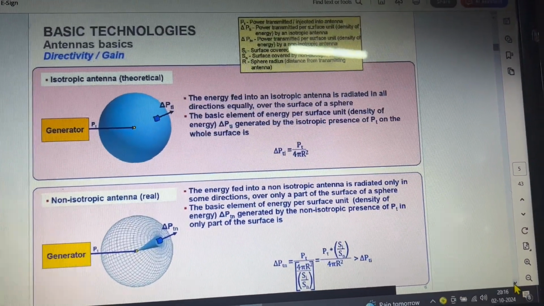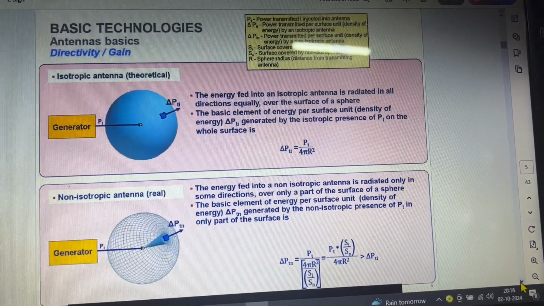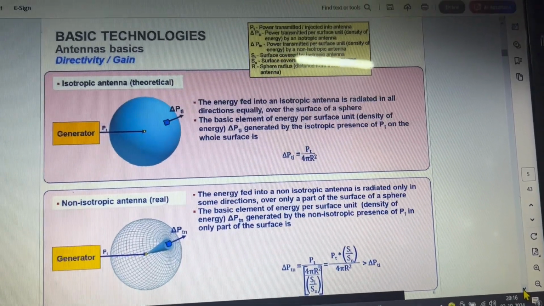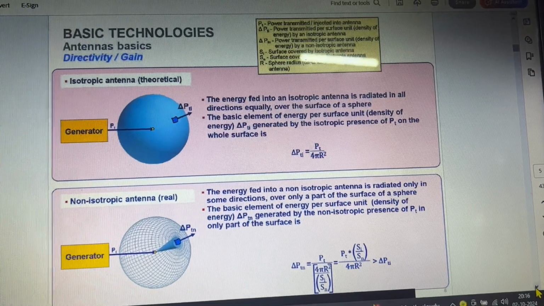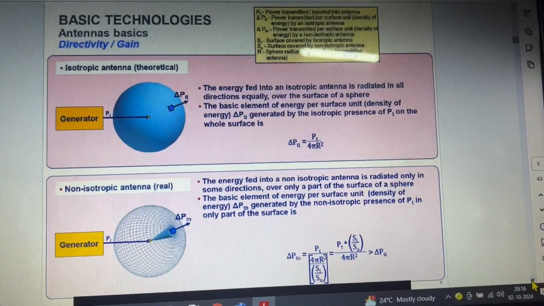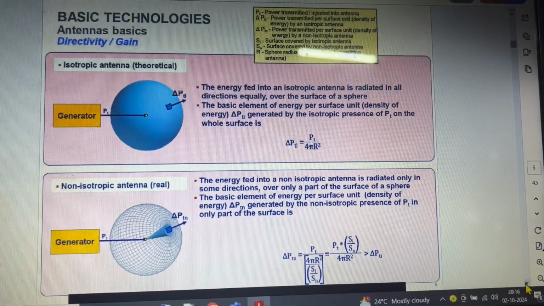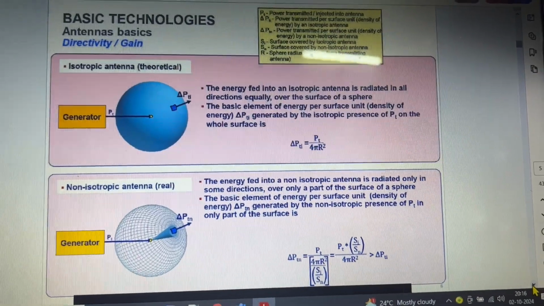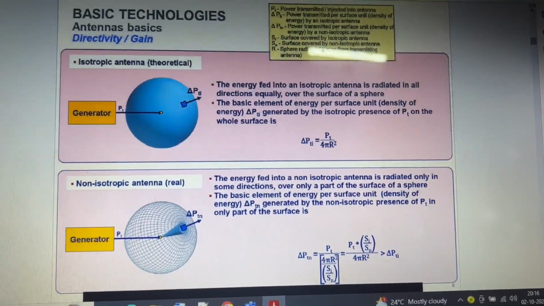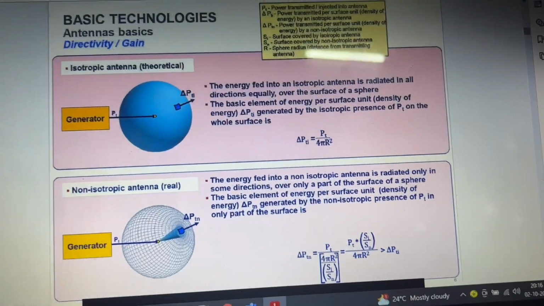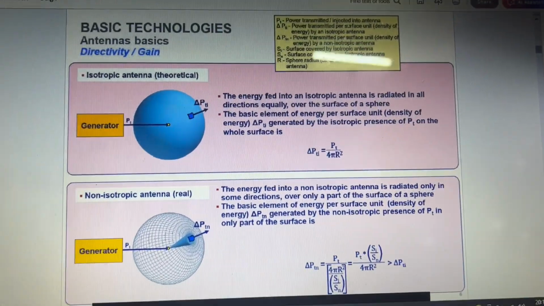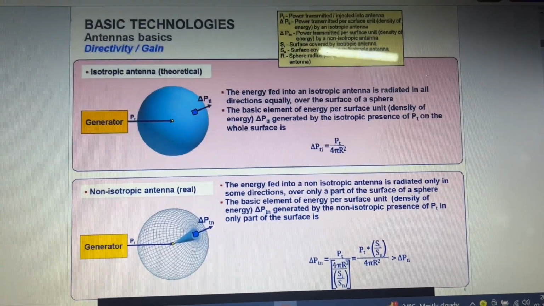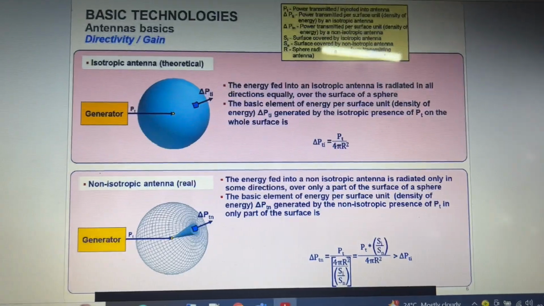So there are different kinds of antennas. One is the isotropic antenna and another is the non-isotropic antenna. In an isotropic antenna, the energy fed into the antenna is radiated in all directions equally over the surface of the sphere. Whereas in a non-isotropic antenna, the energy fed is radiated only in some directions, only a part of the surface of the sphere. So that is the difference, and they are calculated using the formulas written below.